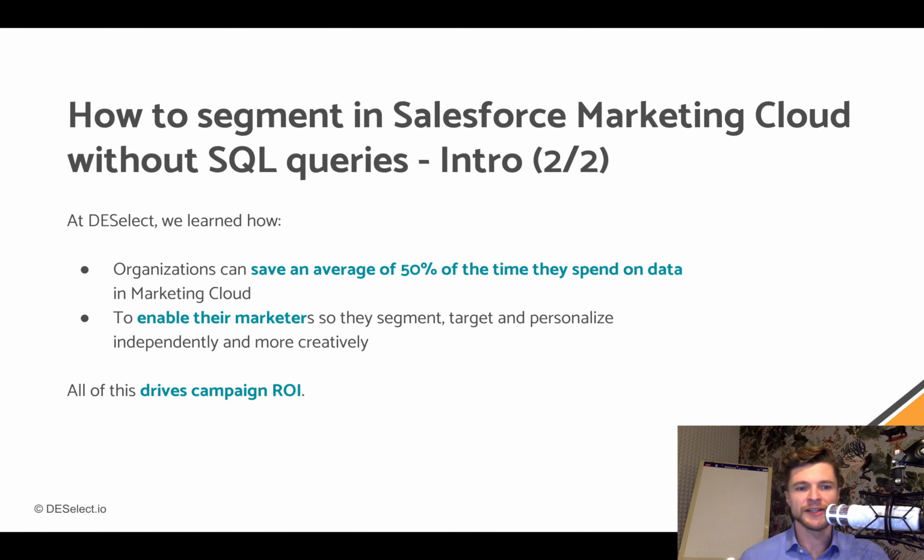We learned at DESelect how organizations can save an average of 50% of the time they would normally spend on data in Marketing Cloud. We also learned how they can do this while enabling their marketers so they can segment, target, and personalize independently and much more creatively. All of these things really drive campaign ROI, and that's why it's so important, and that's why we're doing this presentation.